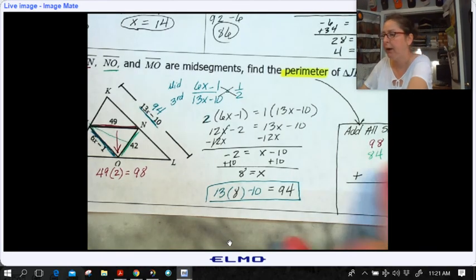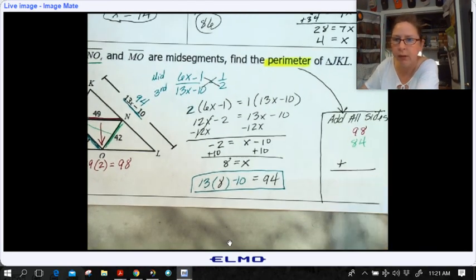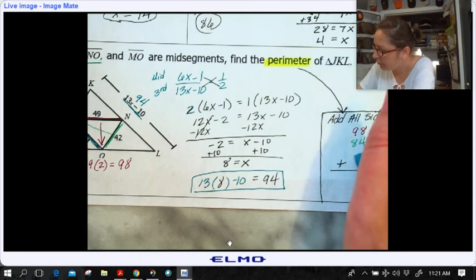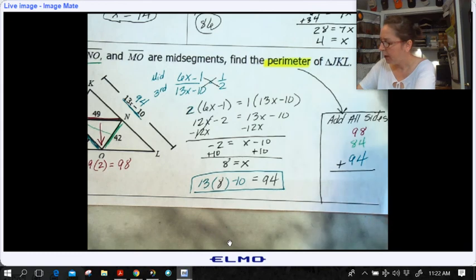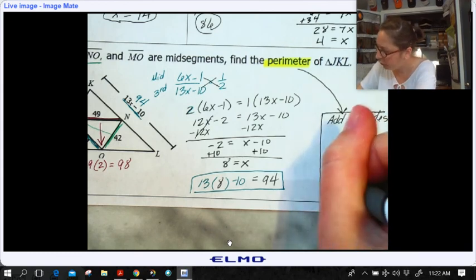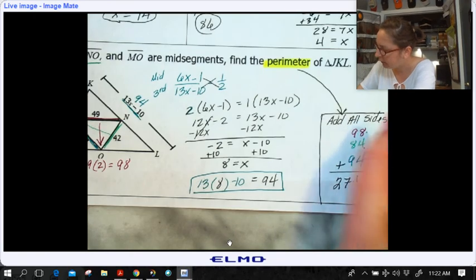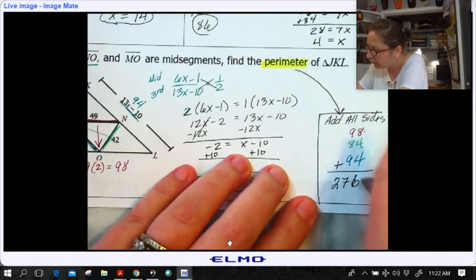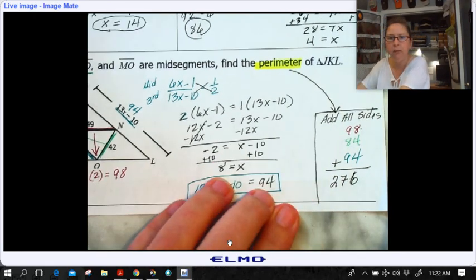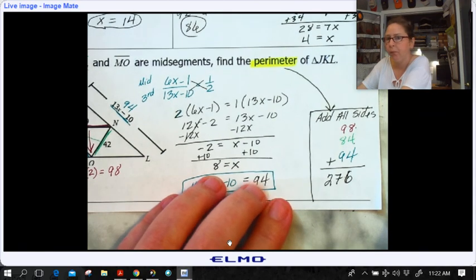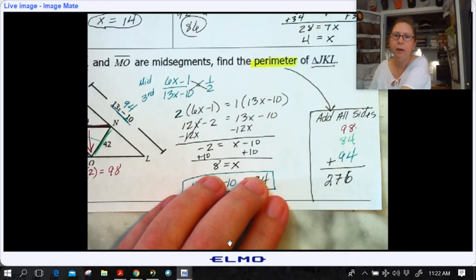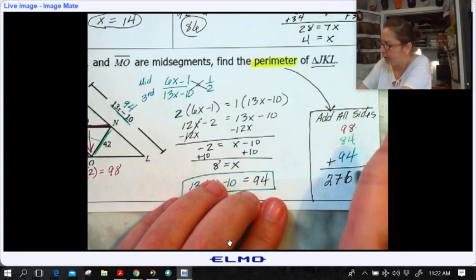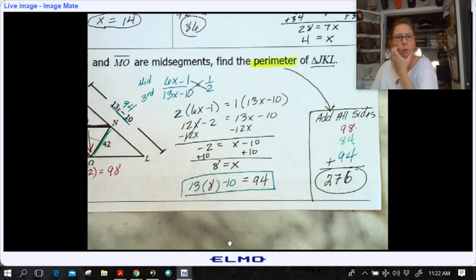Whoops. Okay. And so let's go ahead and add this 94 over here. And so 98 plus 84 plus 94 gives me 276. 276 is the perimeter of triangle JKL. And that's my final answer in the bottom right corner.